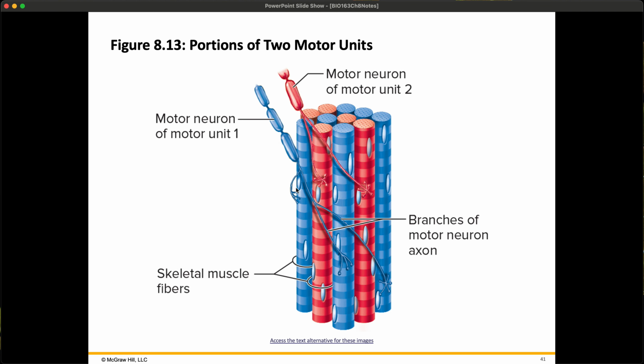So the blue is motor unit 1 and the red is motor unit 2. You can see each of these fibers is kind of coded, so they're mixed around each other. Some of the blue ones, motor unit 1, are interspersed in here with the red ones. And when you get a standard contraction to pick something up, maybe at first it's just motor unit 1, and then your body's like, oh no, this is heavy, we need help. And so motor unit 2 kicks in and you start using all of these fibers.